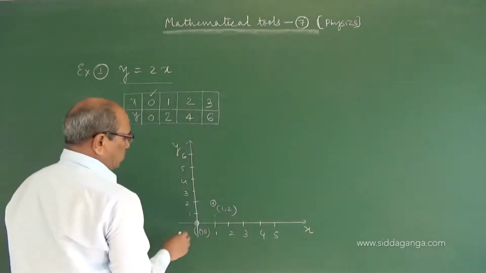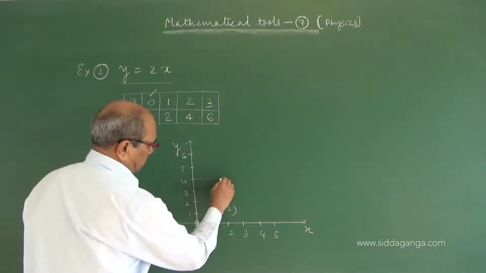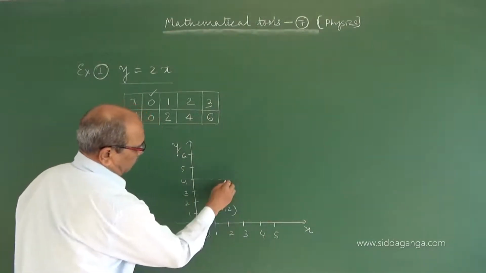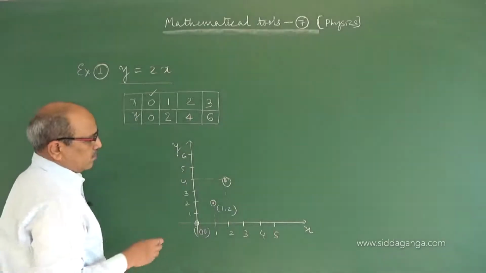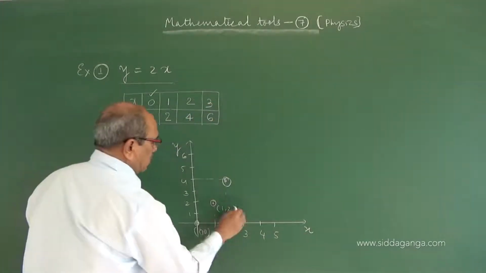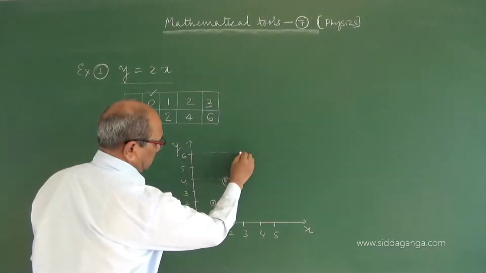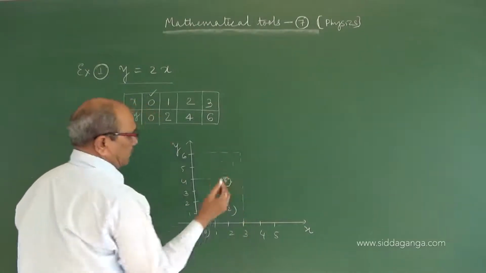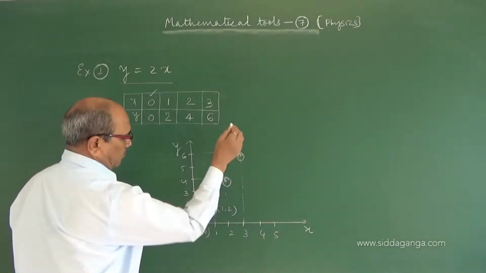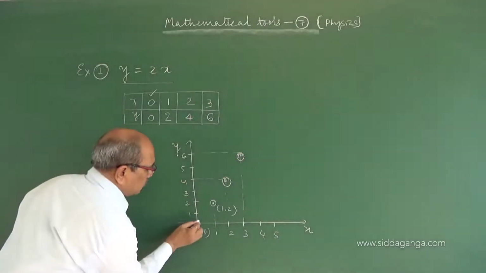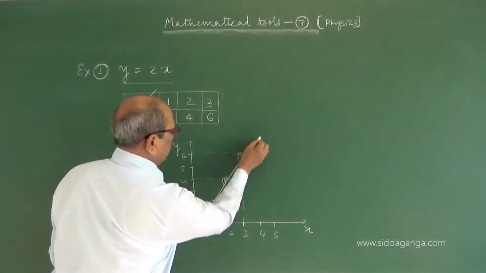And similarly 2 comma 4. So this is the 2 comma 4 point. And again 3 comma 6, so this will be 6, and coming to the 3. If I join these, we will get a straight line curve.